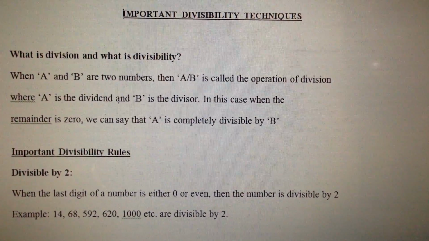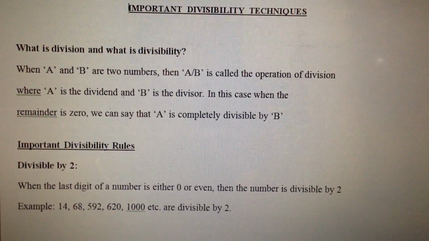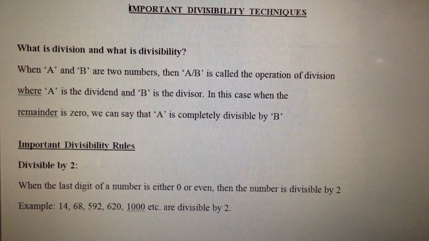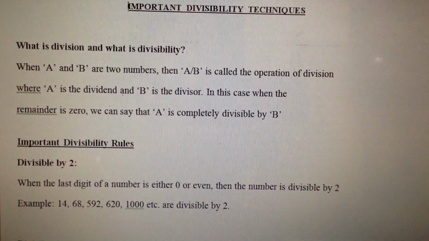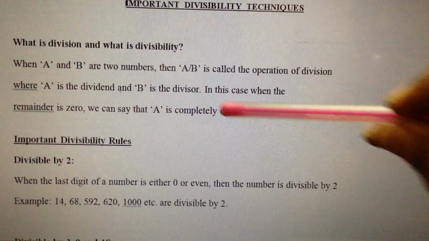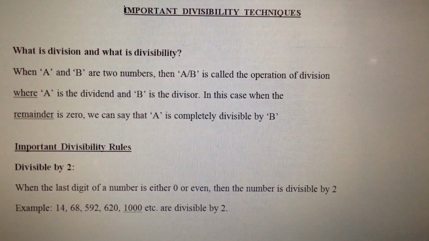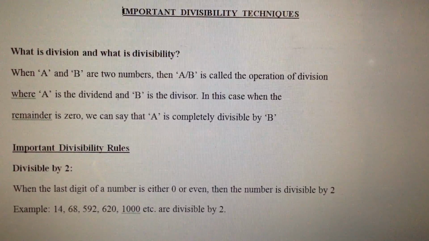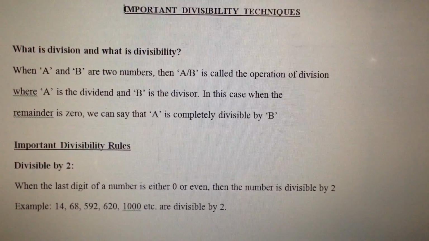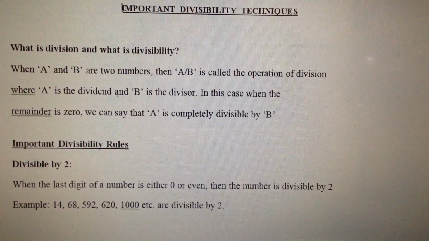What is division and what is divisibility? When A and B are two numbers, then A by B is called the operation of division. We all know that one. A is called the dividend and B is the divisor. In this case, when the remainder is 0, we can say that A is completely divisible by B. Now let us see some important divisibility rules or divisibility techniques.